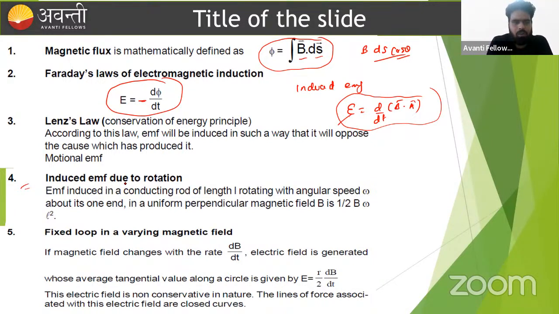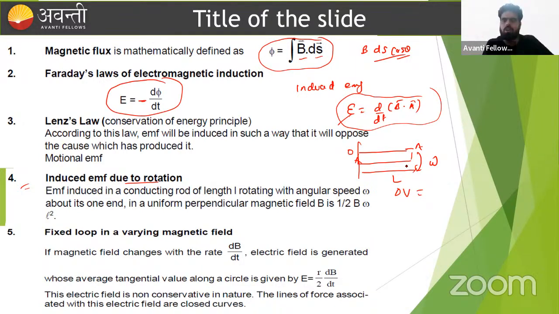One more is the induced EMF due to rotation. Suppose we have a rod, and the rod is hinged at this point, and we rotate the rod with some angular velocity omega, and say the length of the rod is L. Then what is the EMF generated between the hinge point and the free point? Say this is the point O and this is the point A. This voltage, or EMF, generated between the hinge point and the free point of the rod, we have to keep in mind: half B omega L square. Yes, this type of formula we have to keep in mind.